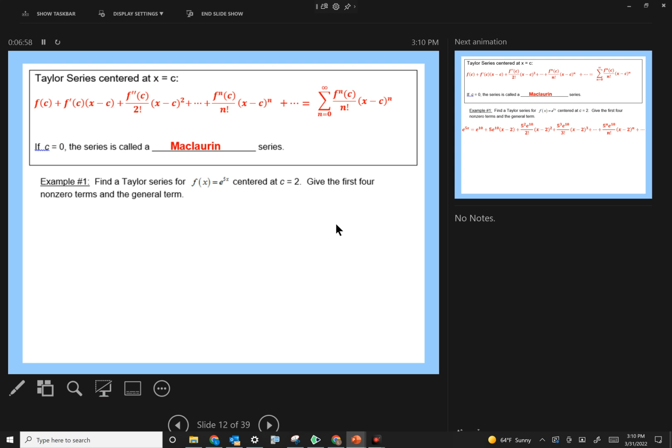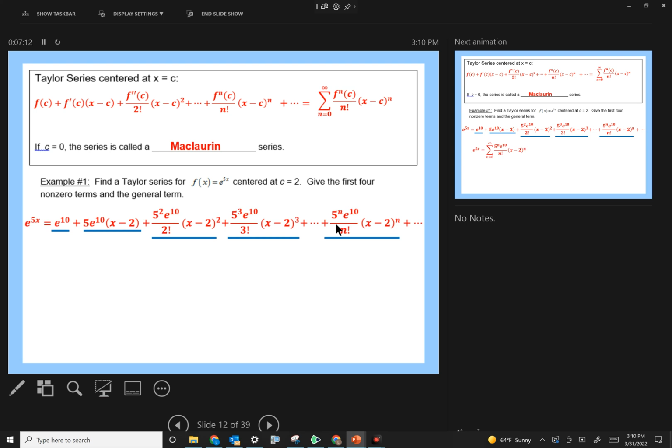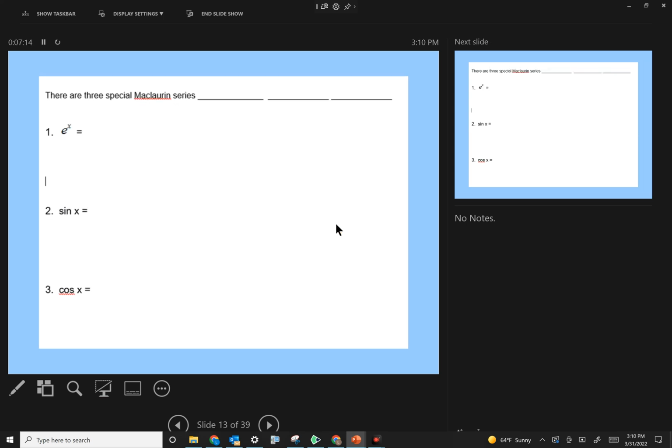Everybody doing okay? All right. First four and general term, check. Again, that could be part A. All right. Here's first term, second term, third term, fourth term, general term. We wrote the series. We did all that. Okay. Here you go. You want some shortcuts?